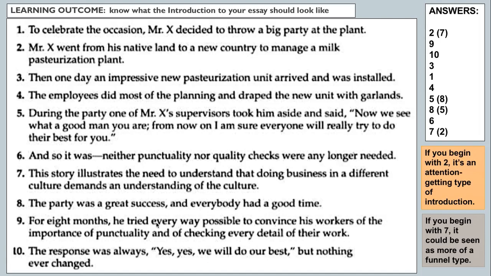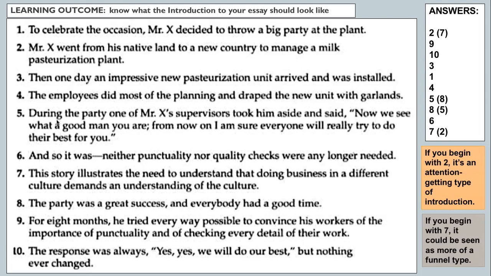For 8 months, he tried every possible way to convince his workers of the importance of punctuality and of checking every detail of their work. The response was always, yes, yes, we will do our best. But nothing ever changed. Then one day, an impressive new pasteurization unit arrived and was installed. To celebrate the occasion, Mr. X decided to throw a big party at the plant. The employees did most of the planning and draped the new unit with garlands.